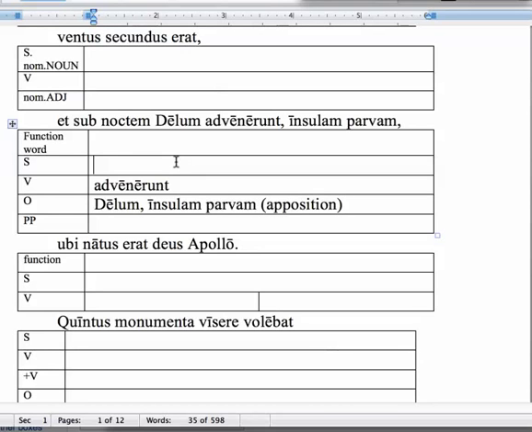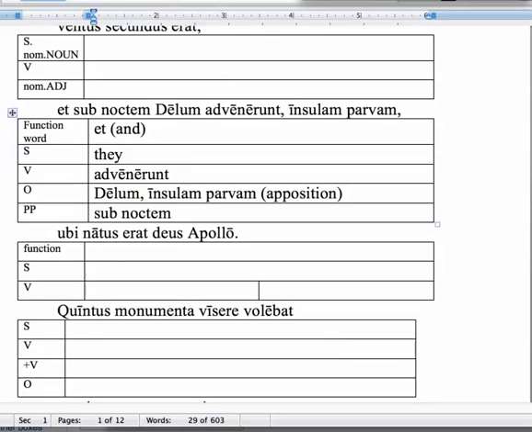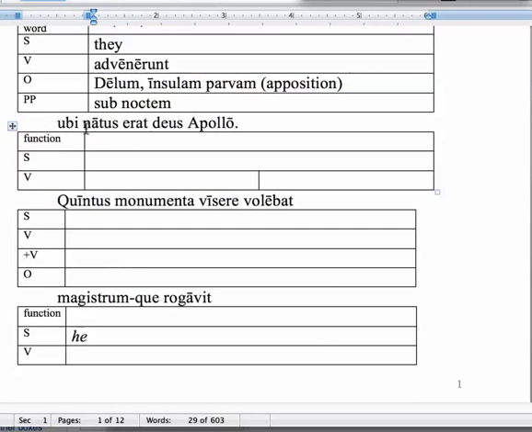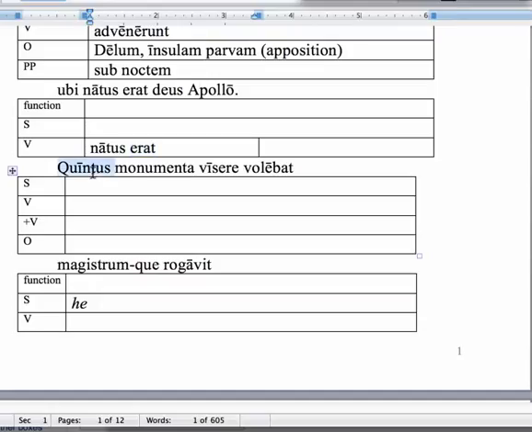Okay. The subject is the same as before, they, and that only leaves these two things. Sub noctem is a prepositional phrase, and et is the function word, which just means and. Ubi is the function word. Deus Apollo, both those words are the subject. Natus erat, because it's passive, there are two words for the verb. Okay. Next one, Quintus is obviously the subject.